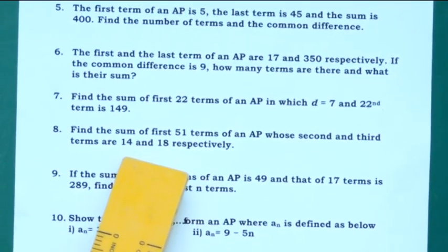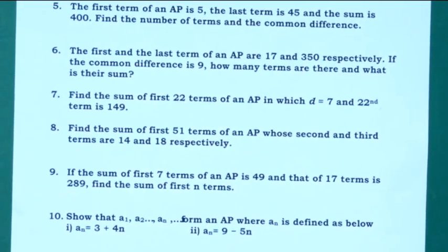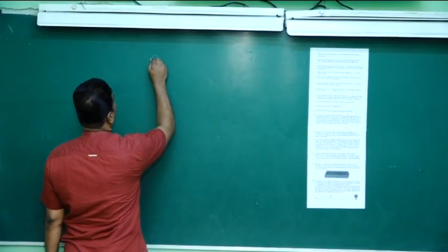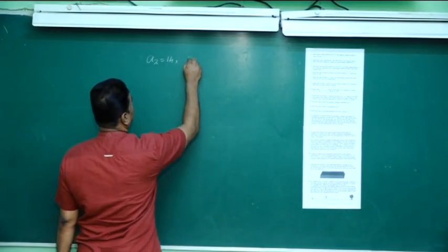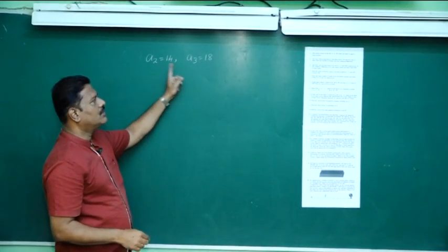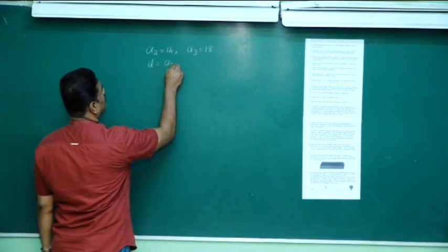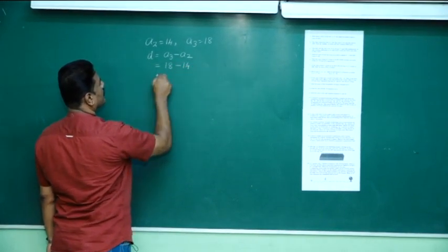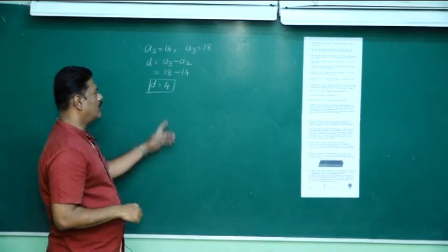So the first thing that we should do here is we should find the D. Let me teach you how to find D now. Solution to the question number 8. Given, I write, second term is 14, A2 is 14, third term is 18, A3 is equal to 18. See, consecutive terms. When consecutive terms are given, you can easily find the common difference. How will you find the common difference? A3 minus A2. What is A3? 18 minus 14. So D is equal to 4.